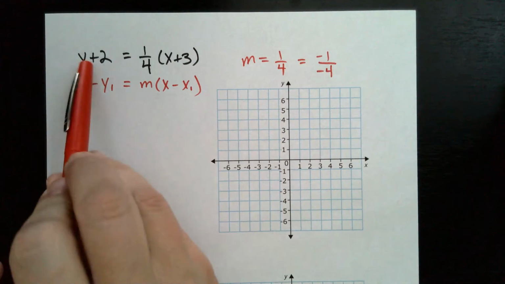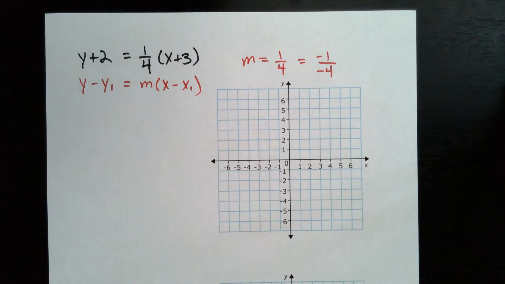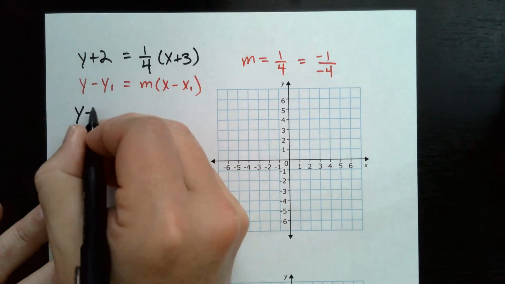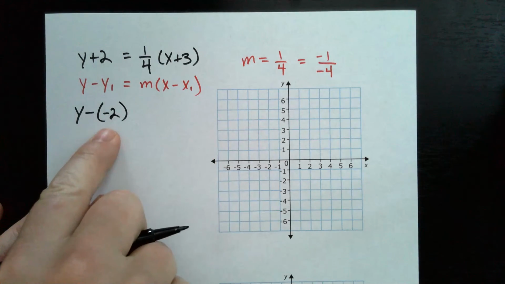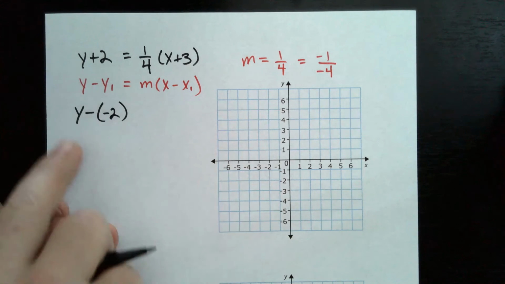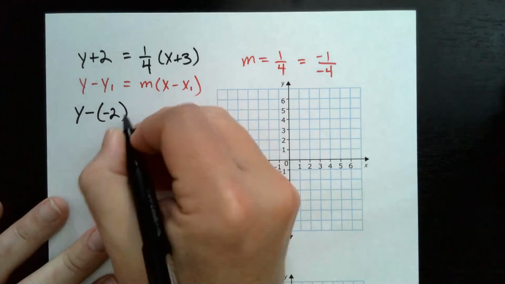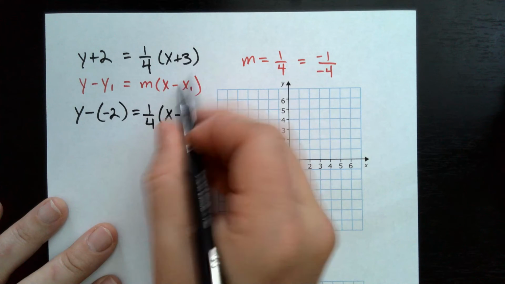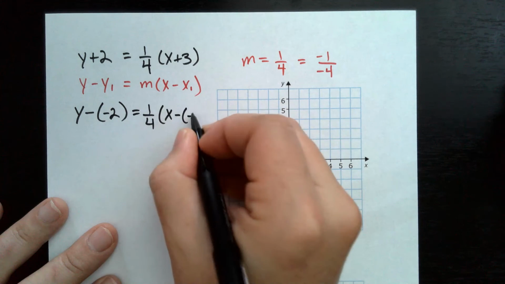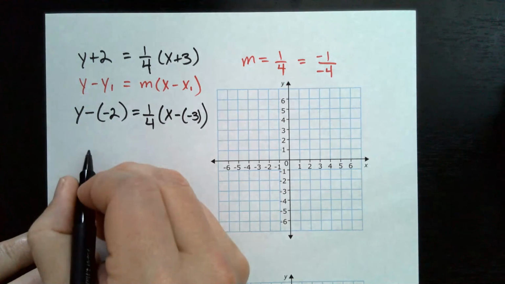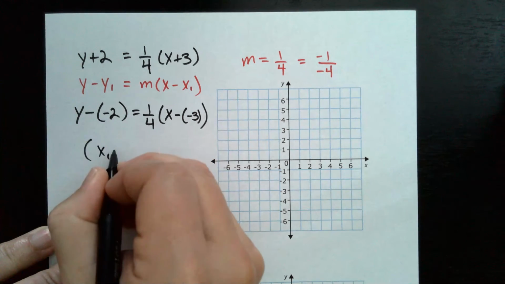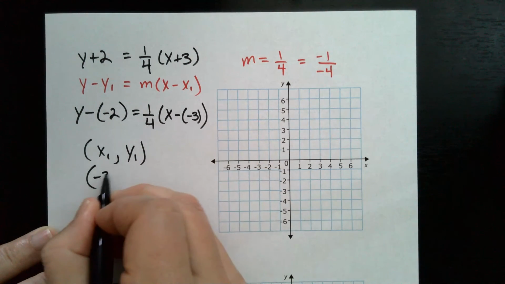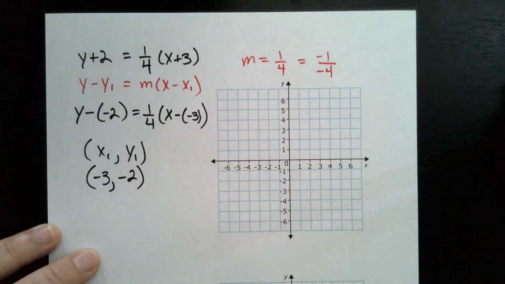Okay, so let's rewrite this to make it look like the formula here. So we got a minus sign there, so we're going to do what we did on the last problem. We're going to put the minus sign there, but we also have to put a negative in front of the number there so that it is the same. So y plus 2 is the same thing as y minus a negative 2. Equals 1/4 times x, put the negative sign there like the formula, but again, we'll have to add a negative to the 3 as well. There we go. So now we can say, okay, our x1 comma y1 is negative 3 for the x and negative 2 for the y.